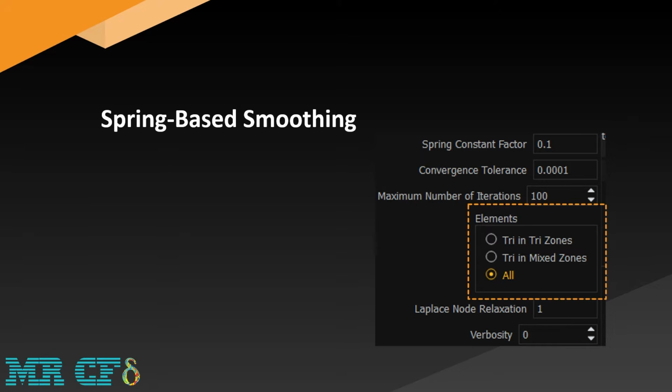Also, if you want to use mixed element zones and you don't want to use the spring smoothing method on all types of elements, you can use the spring smoothing method only on the tetrahedral or triangular cells by selecting the option Tet in Mixed Zones in 3D mode and Tri in Mixed Zones in 2D mode.